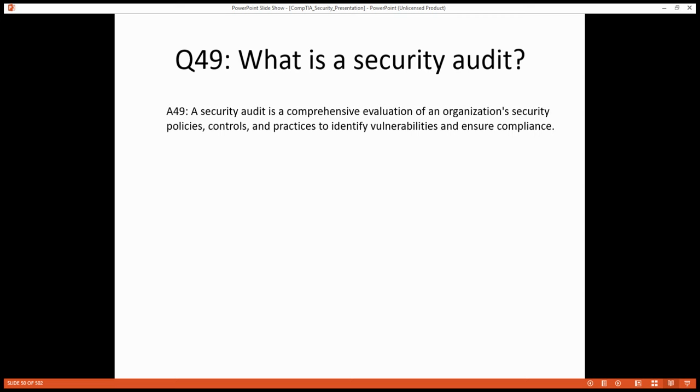Q49. What is a security audit? A49. A security audit is a comprehensive evaluation of an organization's security policies, controls, and practices to identify vulnerabilities and ensure compliance.